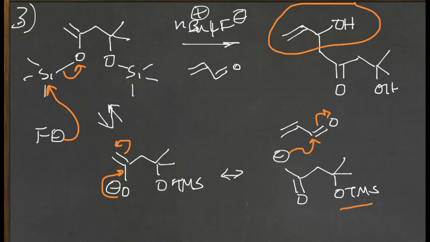I'm not even going to show the rest of the mechanism. The cleavage of the TMS ether on the right-hand alcohol is just the same as the cleavage of the TMS ether on the left-hand molecule. So that was the very first part of the problem. That was the formation of beta from alpha. Next, we have to provide the reagents and conditions for A and B.